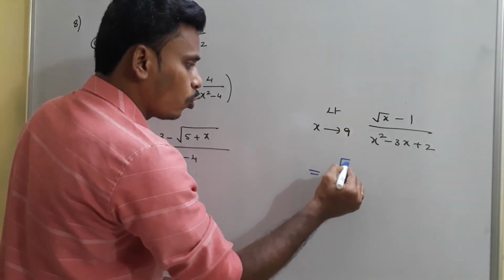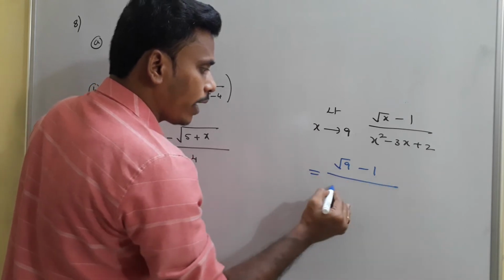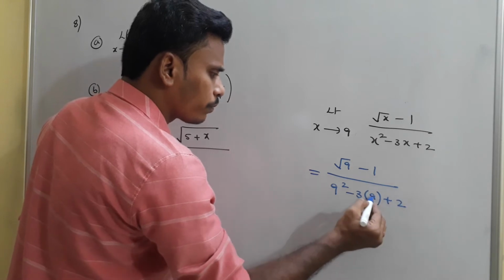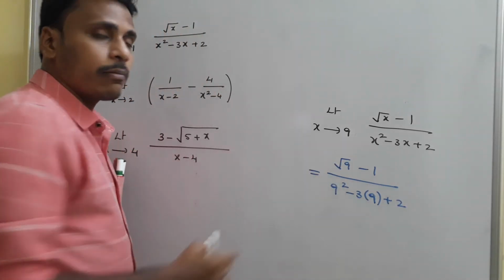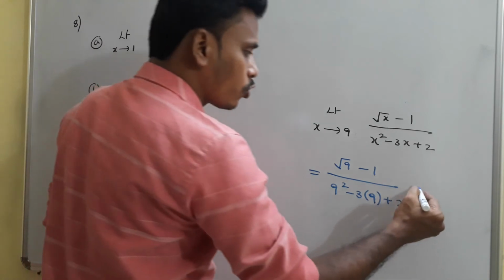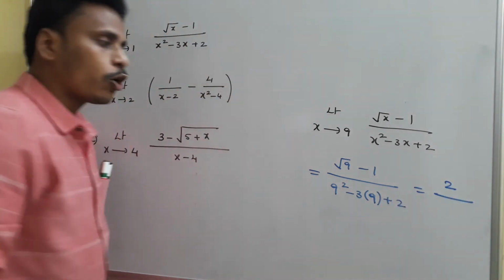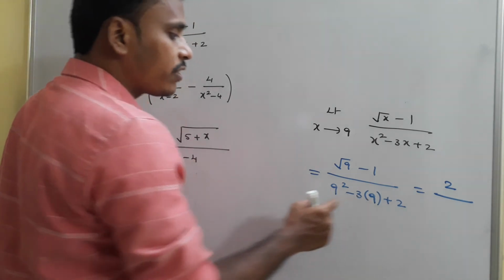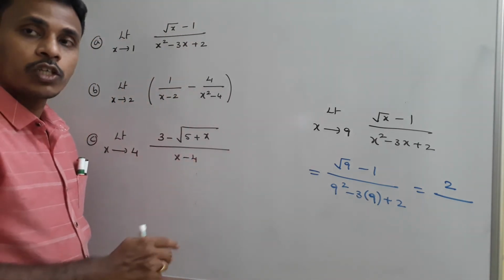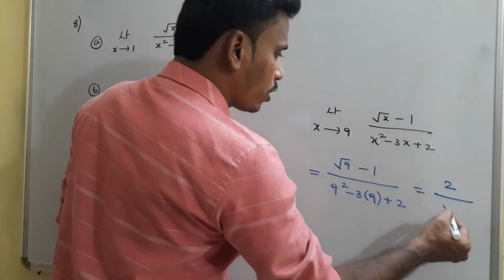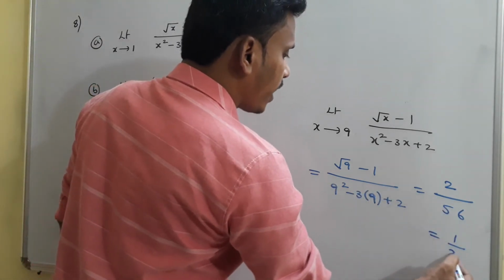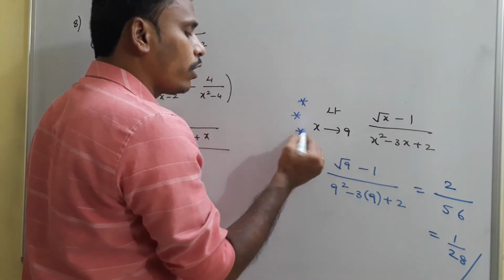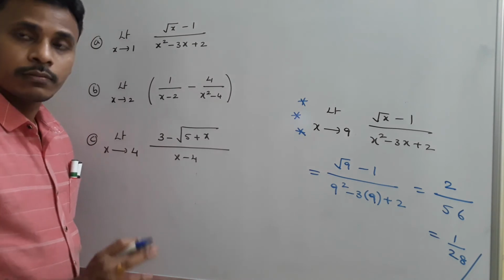What will happen? Root 9 minus 1 divided by 9 square minus 3 into 9 plus 2. So what is root 9 minus 1? Root 9 is 3, minus 1 is 2. The numerator is 2. Coming to the denominator, 9 square is 81. Okay? 3 nines is 27. And 81 minus 27 is 54. Plus 2 is 56. On solving, you get it as 1 by 28. So this particular limit value is 1 by 28. No problem. Direct simplification. Very clear.